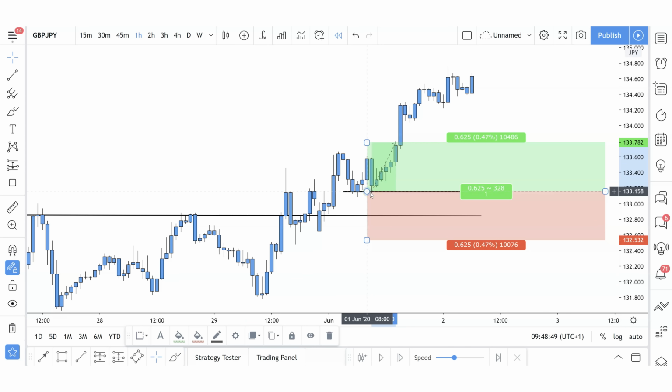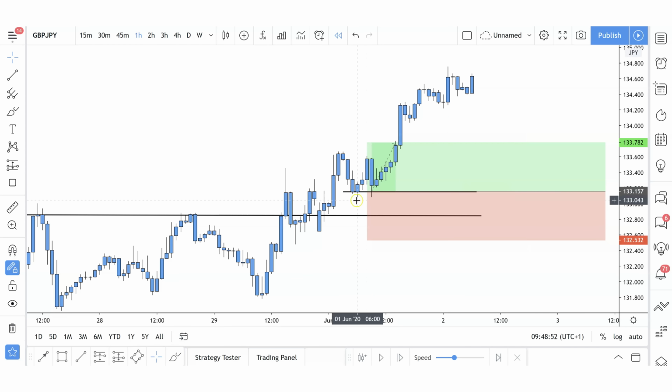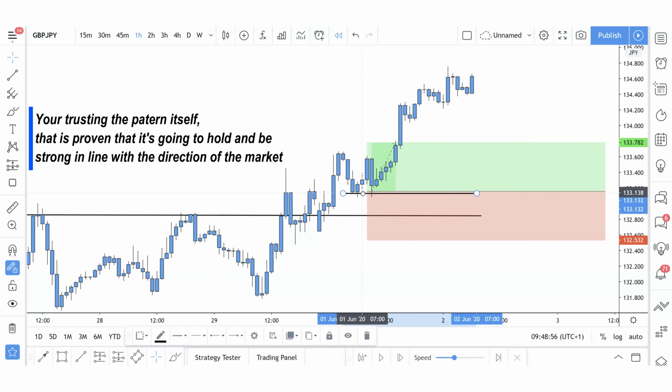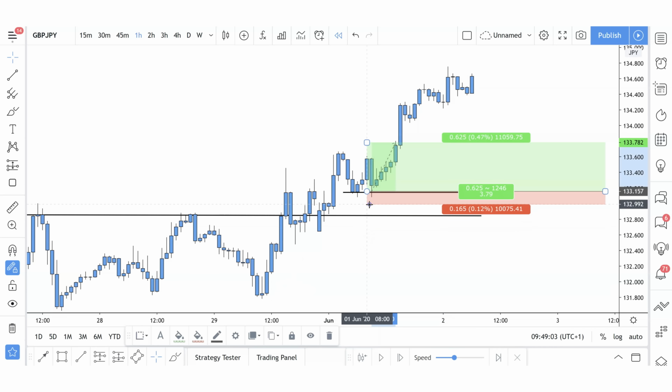If it doesn't and it continues up, you missed a trade. It is what it is. But if it does come back, then at least you get triggered into the trade. You're trusting the pattern itself that is proven that it's going to hold and be strong in line with the direction of the market.